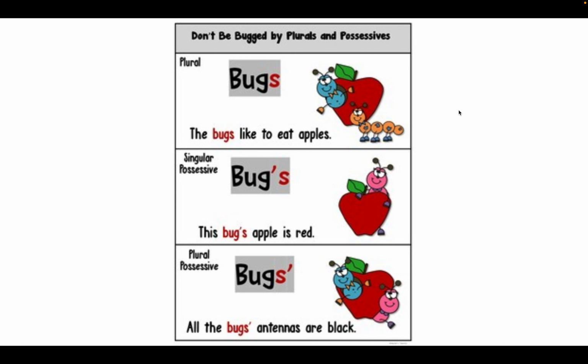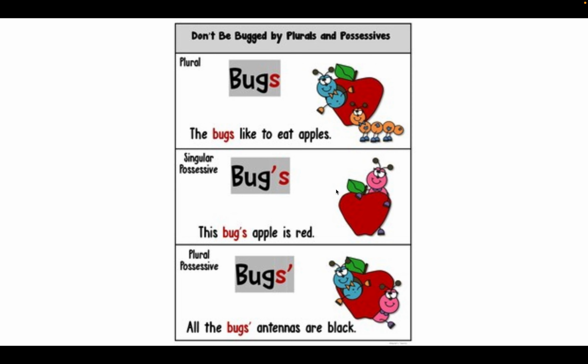the end. Plural means that there is more than one of that thing. So we see here there's more than one bug here. We have two bugs right here. There might be more inside that apple. Who knows? But the plural form of bugs is this, just bug with S at the end. The bugs like to eat apples.